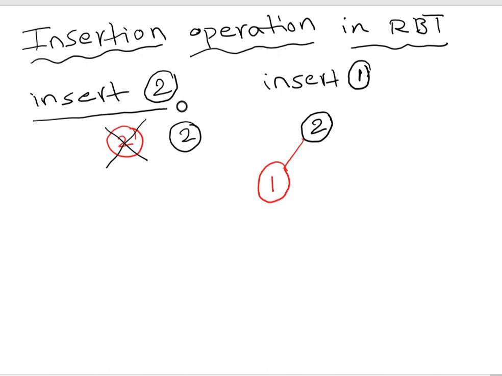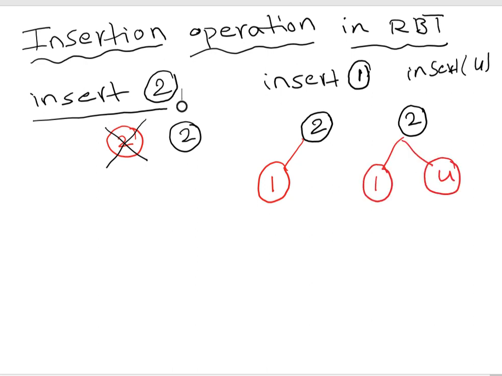To this tree, I want to insert 4. So 4 is greater than 2. It will be the right child of 2. So this will be a black node as it is, and a black node can have 2 red nodes. So this is how the tree is inserted.